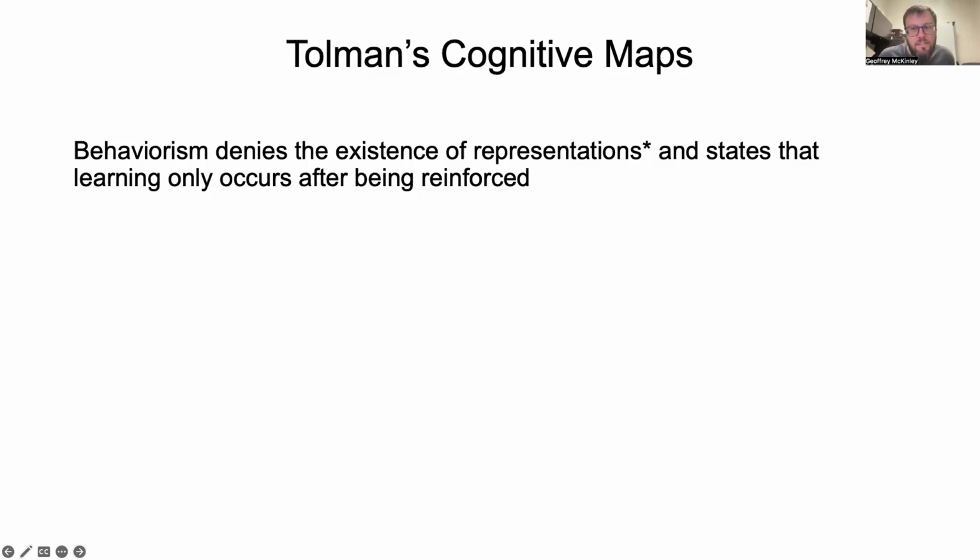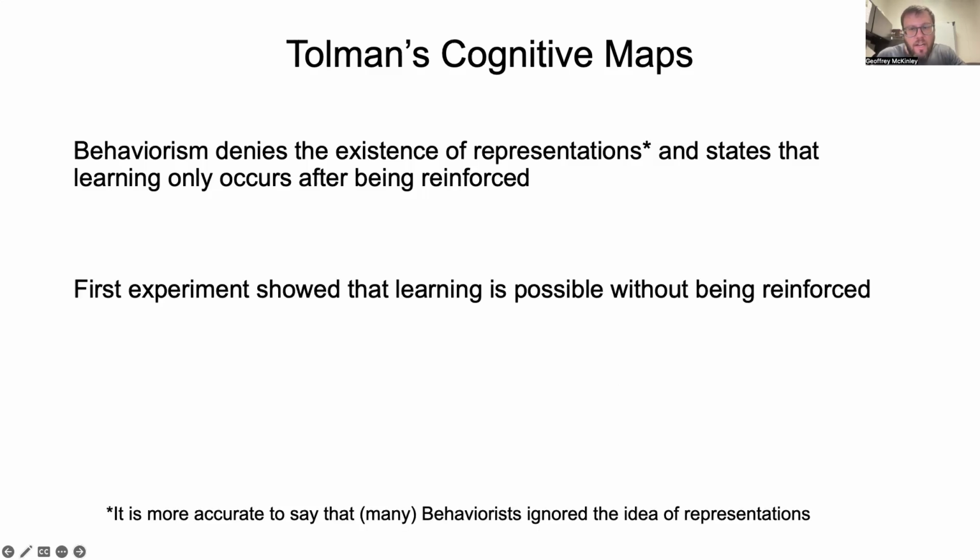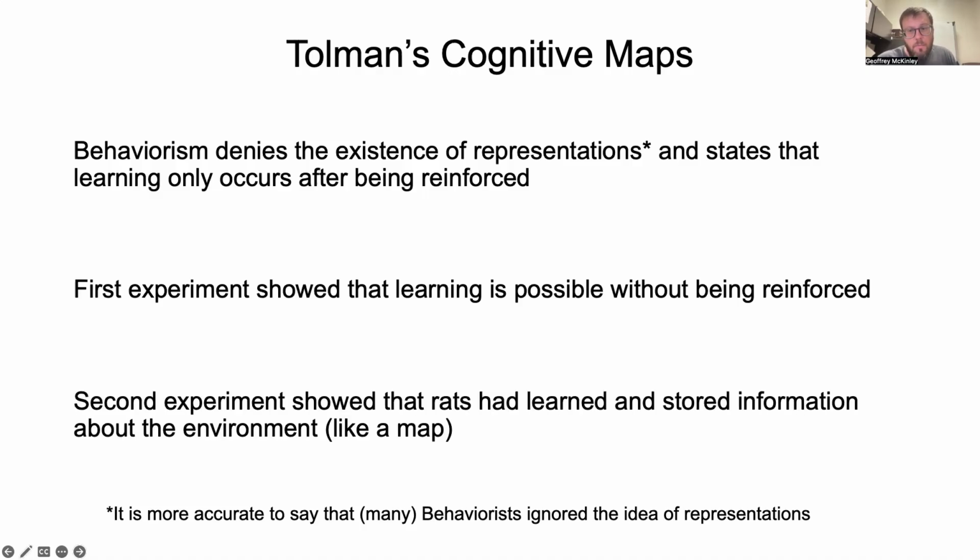And so going back to behaviorism, it denies the existence of representations and states that learning only occurs after being reinforced. I should point out that it's more accurate to say that behaviorists didn't necessarily deny the existence of representations, but they sort of ignored them. That's just an aside, right? The first experiment I talked about showed that learning is possible without being reinforced. Now, what they're learning, whether it's place learning of the reinforcement or the responses required, is not answered by experiment one. However, experiment two showed that rats learned and stored information about their environment, similar to a map.